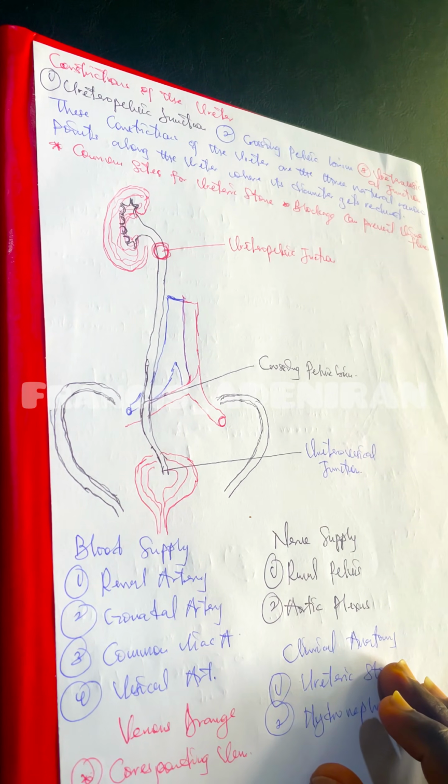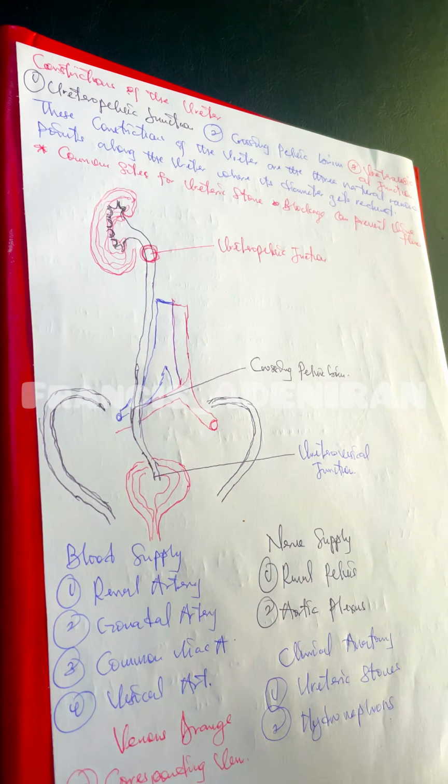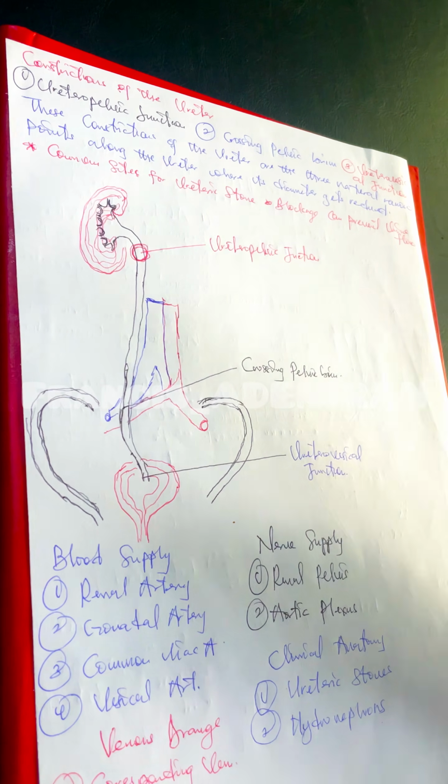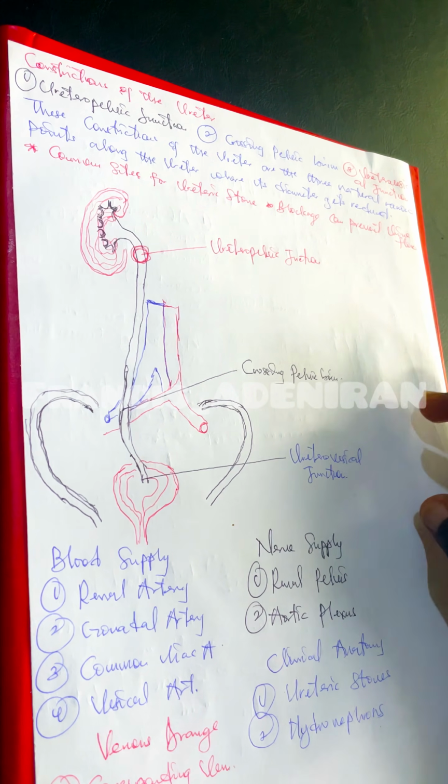So let's go to constrictions of the ureter. And what are constrictions? Constrictions are natural narrow points along the ureter where its diameter gets reduced. And we have three of them in the ureter.